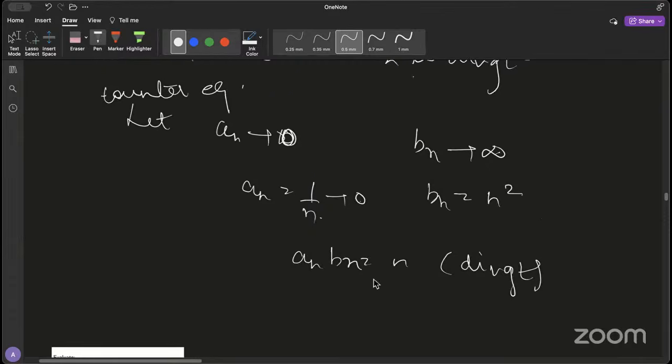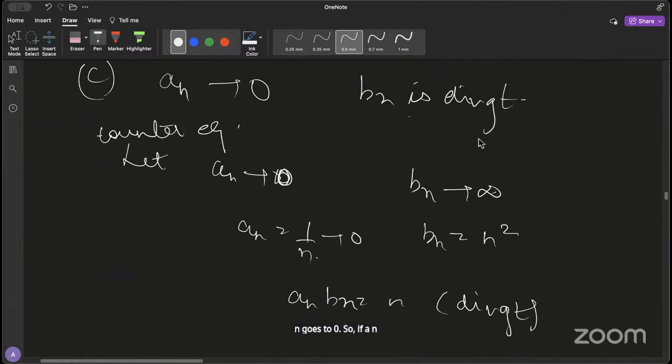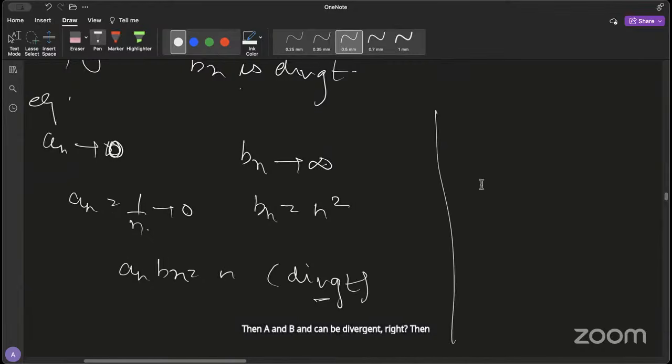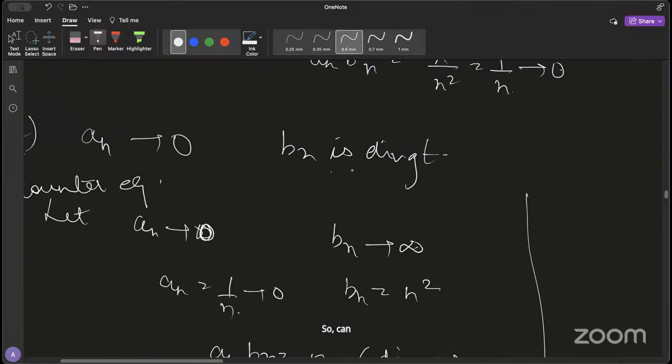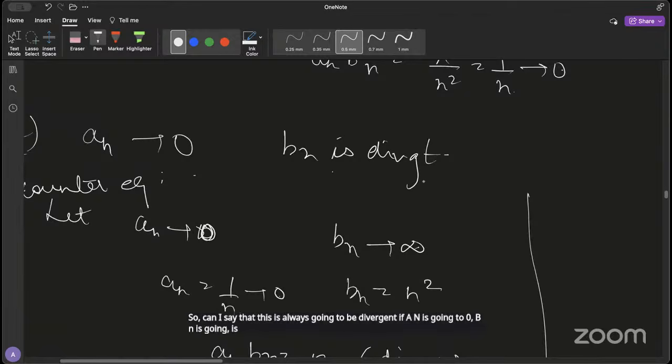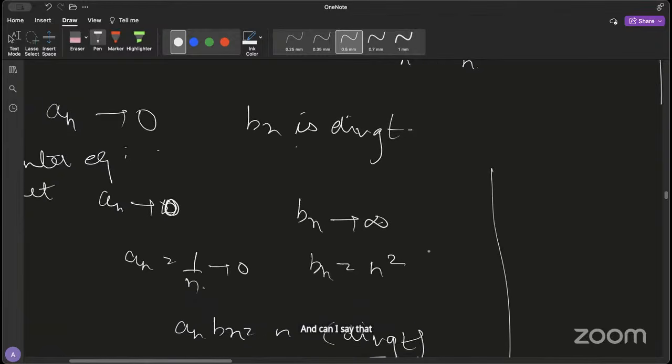An goes to 0. So if An goes to 0 and Bn is divergent, then An Bn can be divergent, right? Then there's one more example. So can I say that this is always going to be divergent? If An is going to 0, Bn is divergent, can I say that it's always divergent? And that's not true either, right?